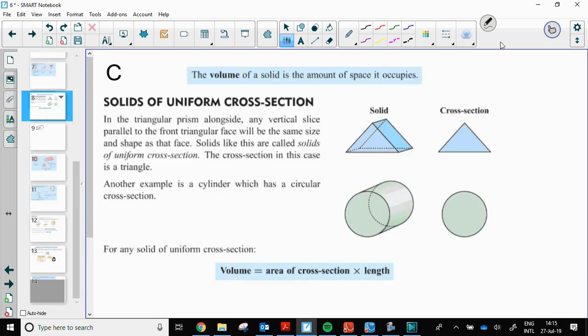We turn our attention now to section C, where we're discussing volume. The book labels these solids of uniform cross-section, which I think is just a fancy word for prism. Discussed those a few moments ago. So this image here is a triangular prism.